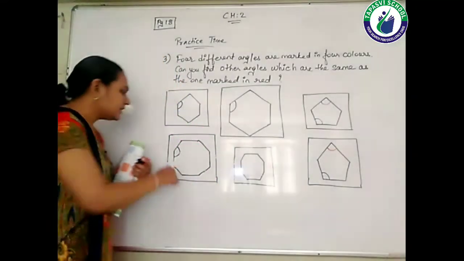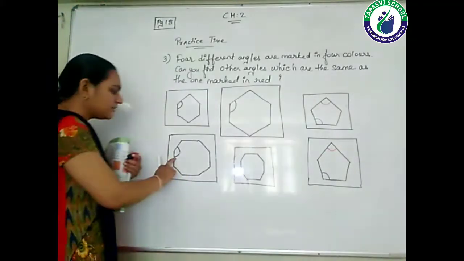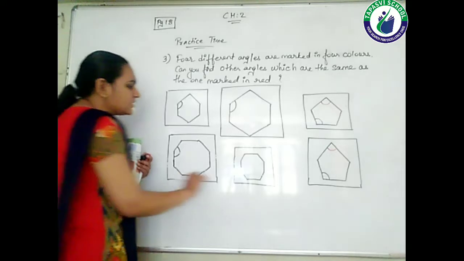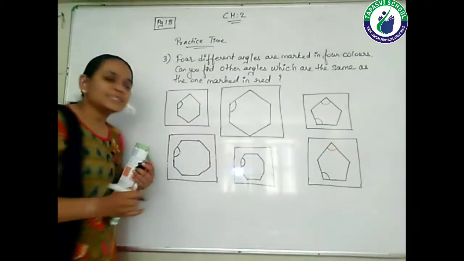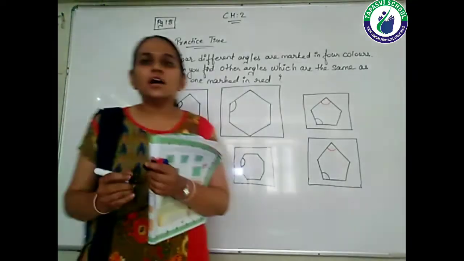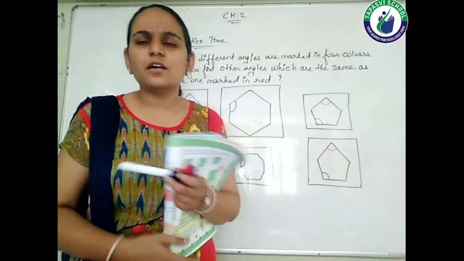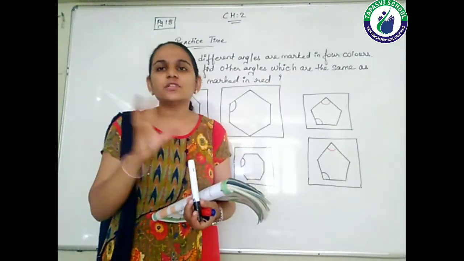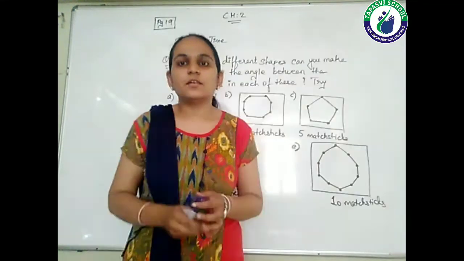Now here there is only black color in your textbook. So whatever angle I have drawn here, I can draw the similar angle here also, at the same position. In your textbook you can find that one shape is smaller and another shape is bigger. So you have to just focus on the concept. Don't worry about the different colors.